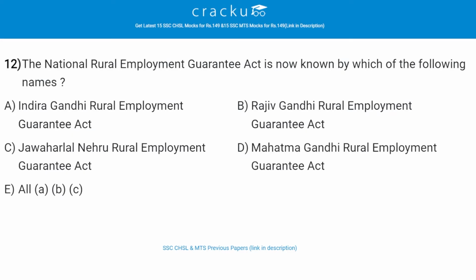The National Rural Employment Guarantee Act is now known by which of the following names? The correct answer is D, that is Mahatma Gandhi Rural Employment Guarantee Act. So, National Rural Employment Guarantee Act 2005, later renamed as Mahatma Gandhi National Rural Employment Guarantee Act. It is an Indian labor law and social security measure that aims to guarantee the right to work.